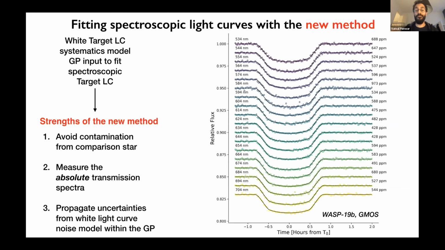It lets you observe or measure a sort of absolute transmission spectra because you're not doing any sort of common mode correction. And it lets you propagate the uncertainties from your white light curve noise model to your spectroscopic light curves within the framework of Gaussian processes.